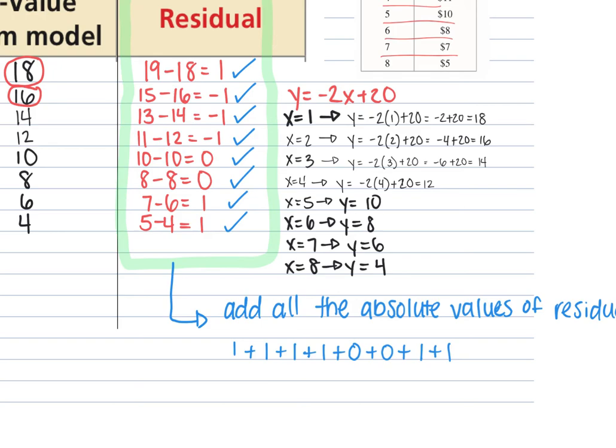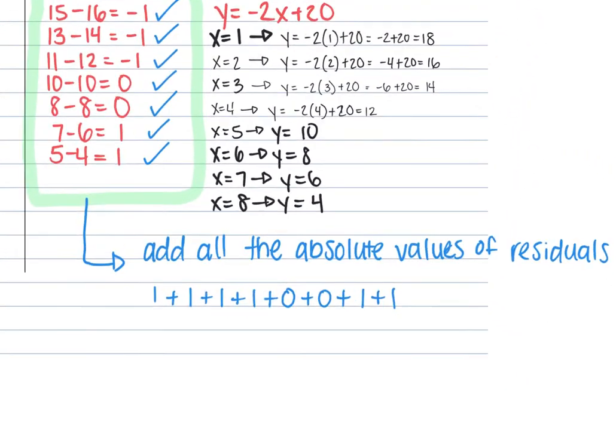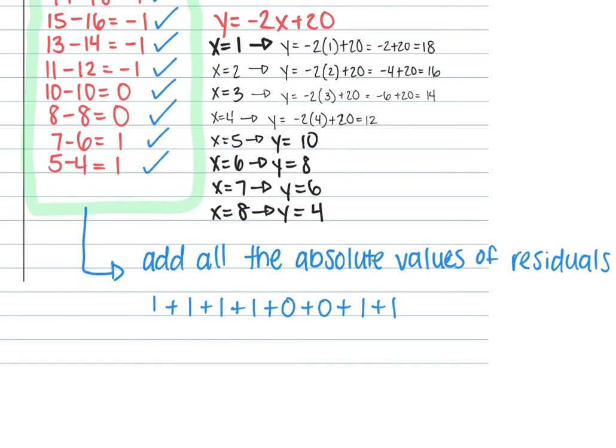Now, we had 8 points to begin with. How many residuals should I have? 8. Count them out. 1, 2, 3, 4, 5, 6, 7, 8. Make sure you count them out because sometimes you're going to miss a point, and you don't want to miss a residual. So I had 8 points to begin with, and I have 8 residuals. When we add them all together, what do I get? 6. Now, 6 doesn't really mean anything to us by itself.